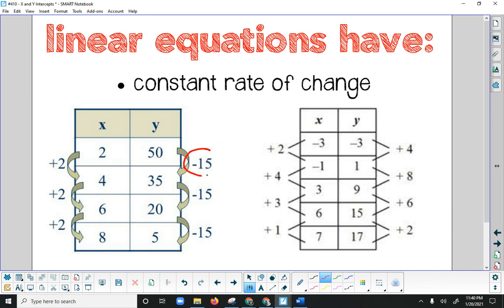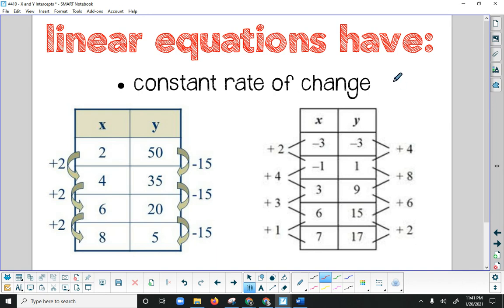So let's take a look here. The change in y is negative 15. The change in x is 2. Every time, change in y over the change in x is the same. That's a constant rate of change. It's kind of obvious when you look at the patterns. But the second table to the right is not as obvious, but it's still linear.